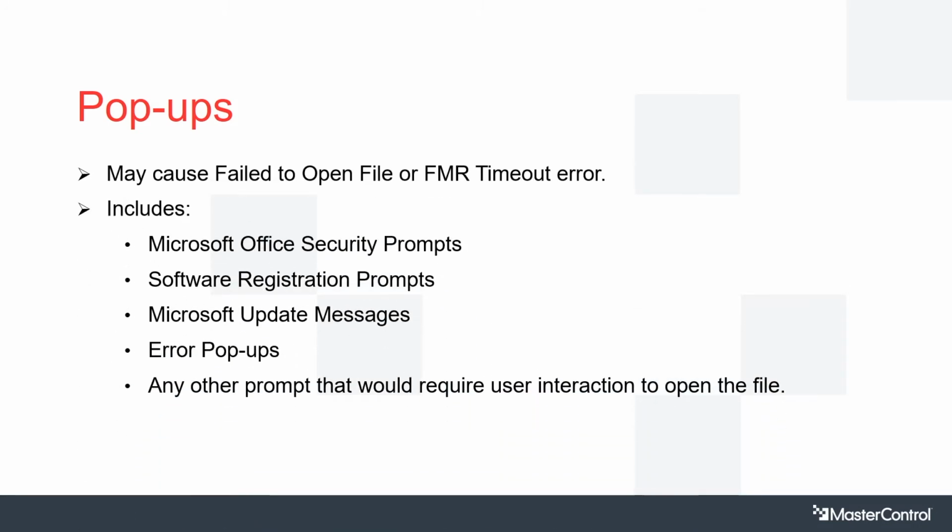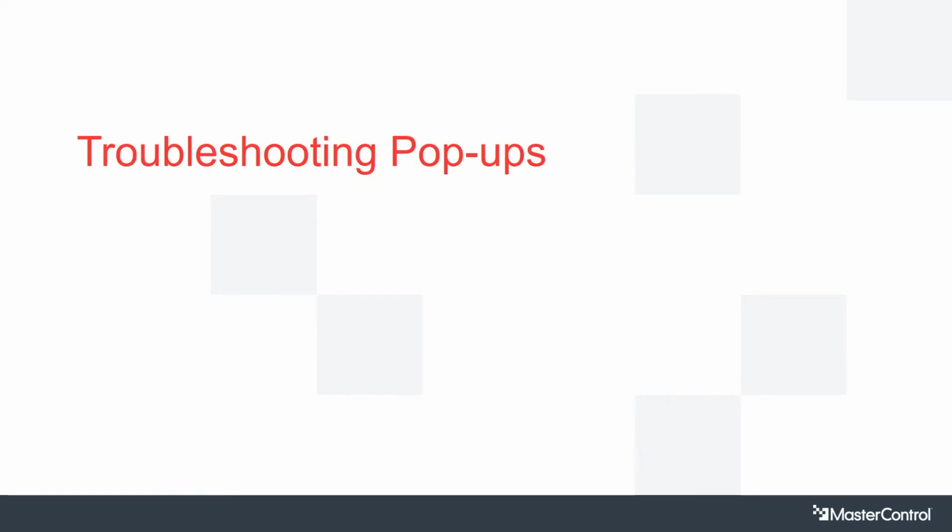Pop-ups. Pop-ups may cause a failed open file or an FMR timeout error. This includes your Microsoft security prompts or your Microsoft Office security prompts, software registration prompts, update messages, error pop-ups, any prompt that would require you to interact with the system. So you select yes or okay or put in your initials for Microsoft Office, things like that. These cause problems because, again, AdLib can't interact with this.